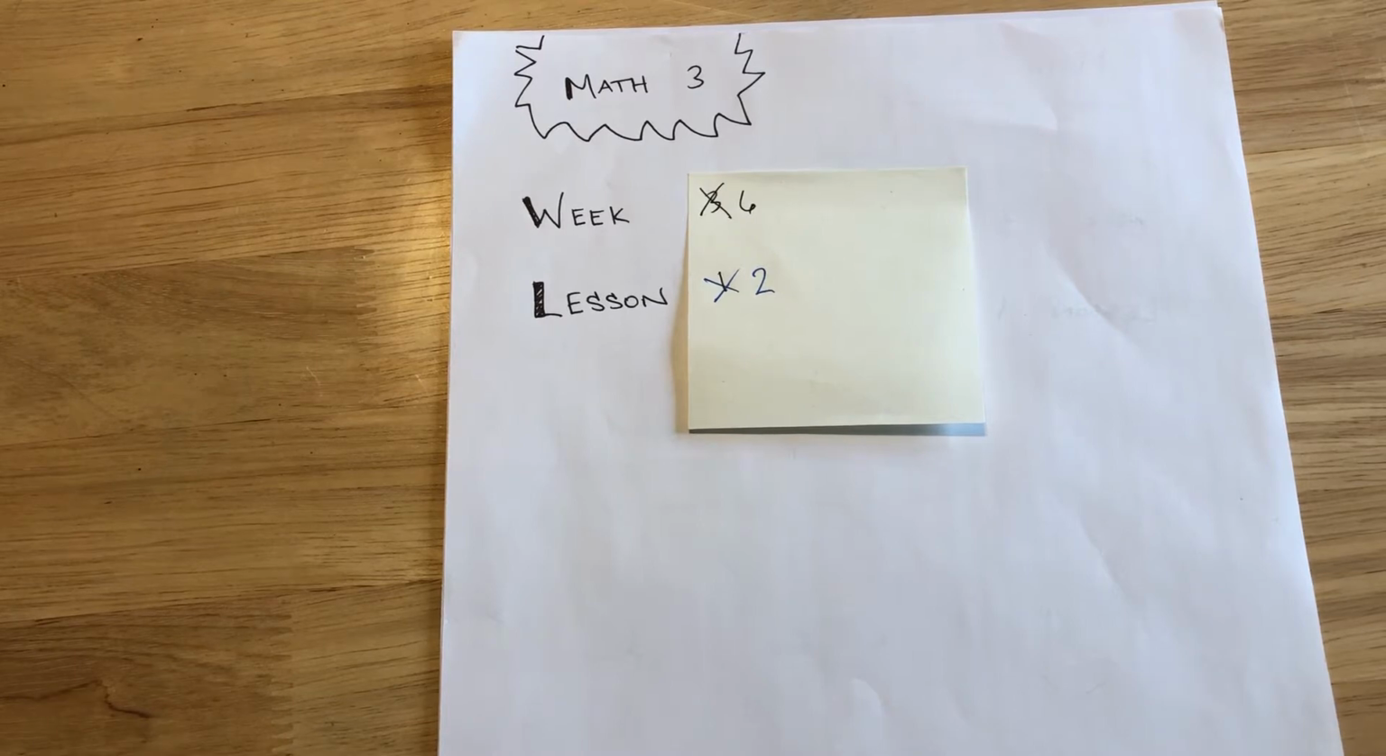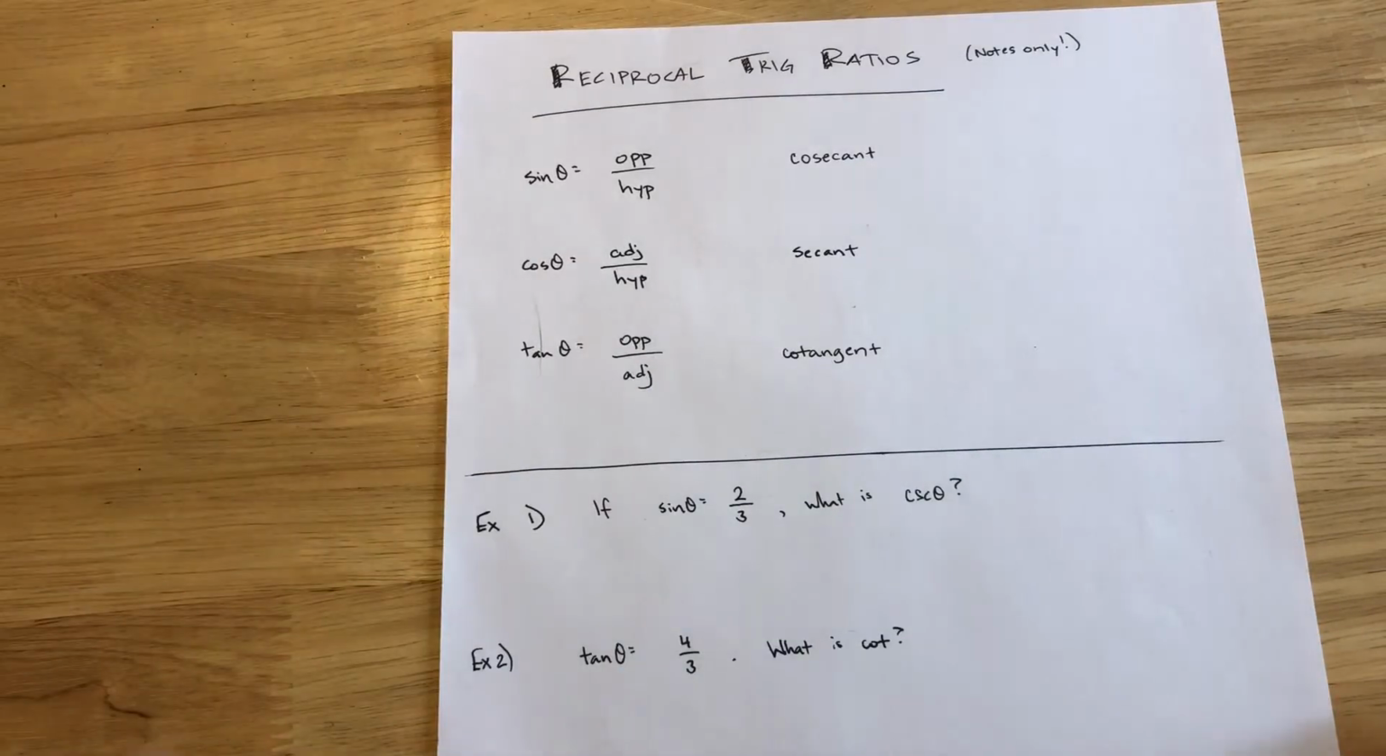Hey, this is your week 6, lesson 2, and it's all about reciprocal trig ratios. And the good news on this one is that this is notes only. There is no homework related to this. So what is all about these reciprocal trigonometric ratios?